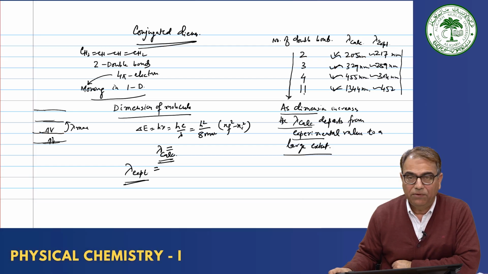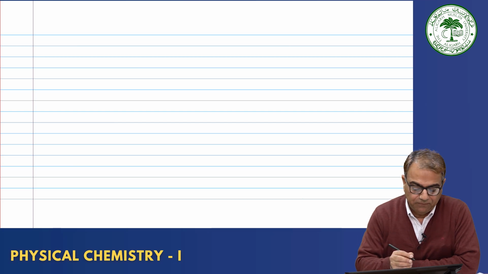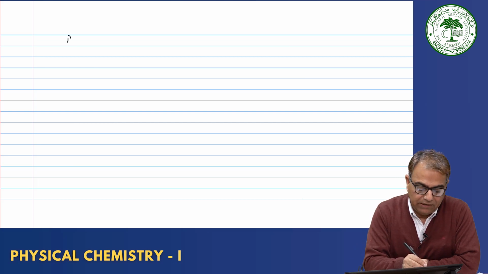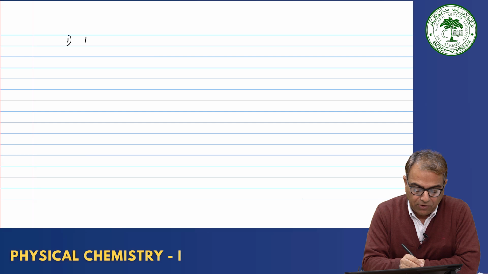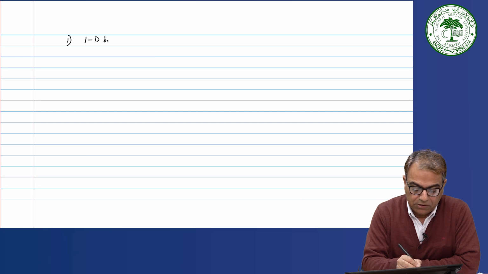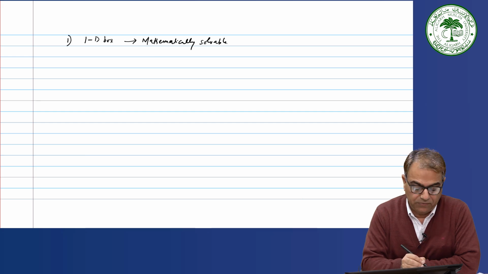So what we learned from applying the Schrodinger wave equation to a particle in a one-dimensional box is, one lesson, that we can solve the Schrodinger wave equation mathematically. So we say that the 1D box problem can be solved perfectly. It is mathematically solvable. We can solve this one.